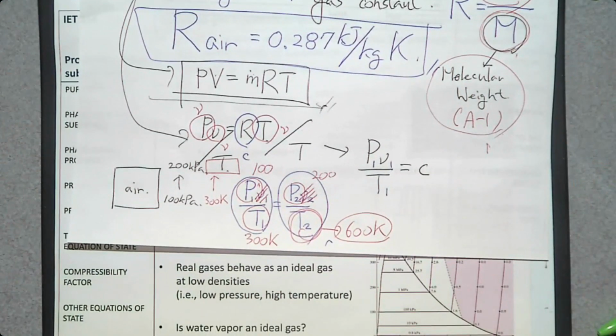Real gases don't always behave as an ideal gas. They only behave as an ideal gas when their densities are low, which means when temperature is high or pressure is low, you can use this equation. But if temperature is low and pressure is high, you cannot use this ideal gas equation, okay? So that's everything about the ideal gas equation.